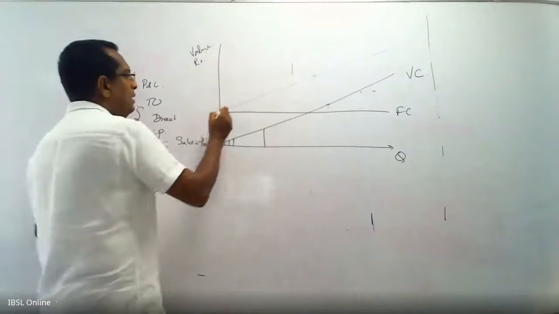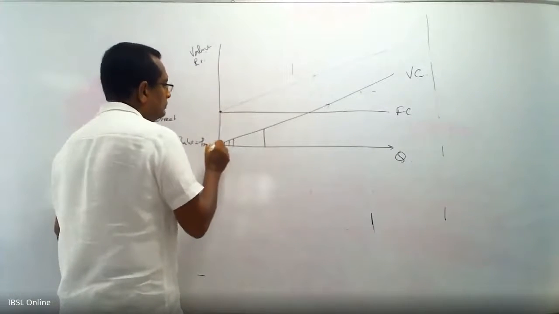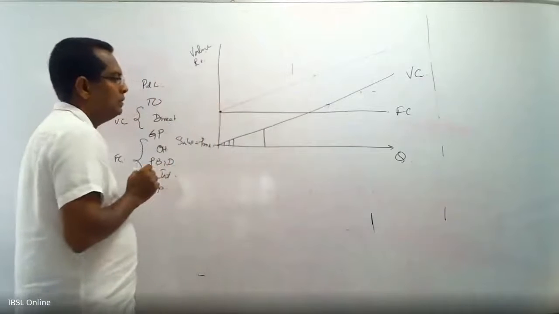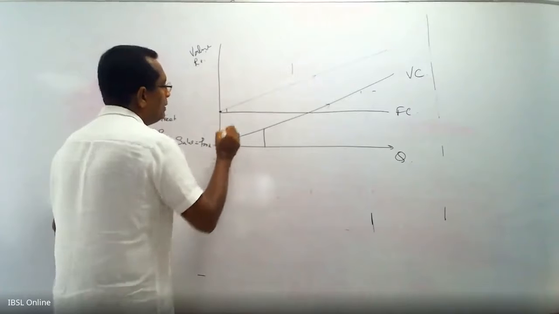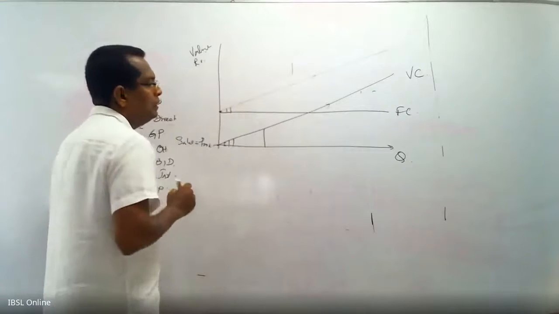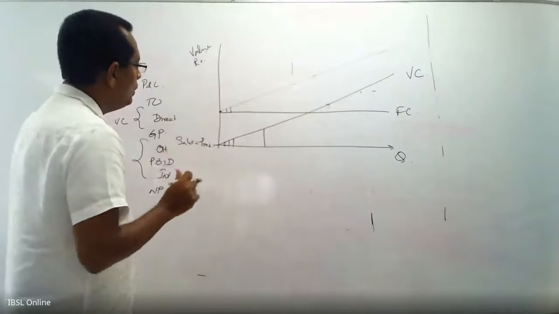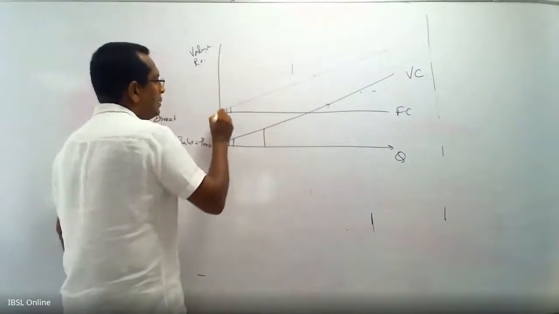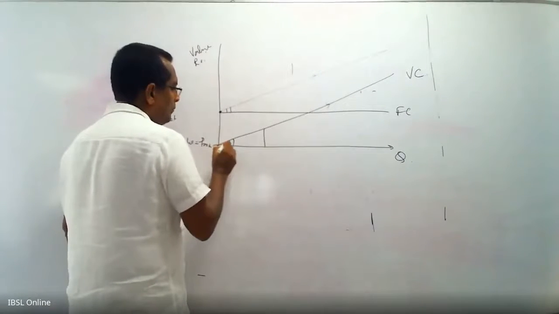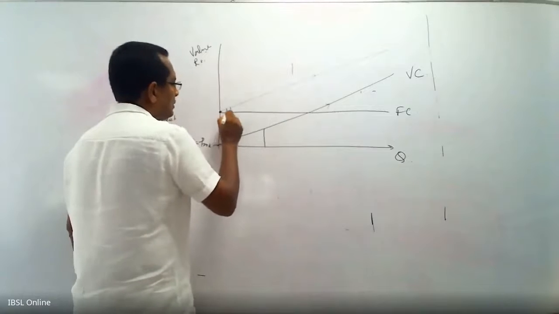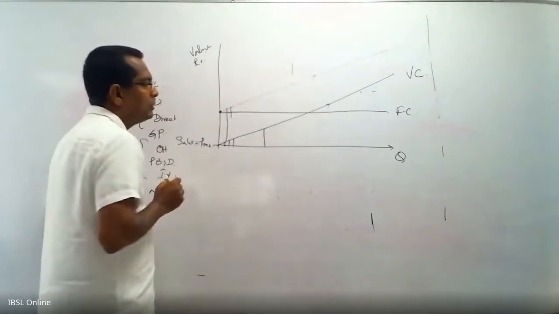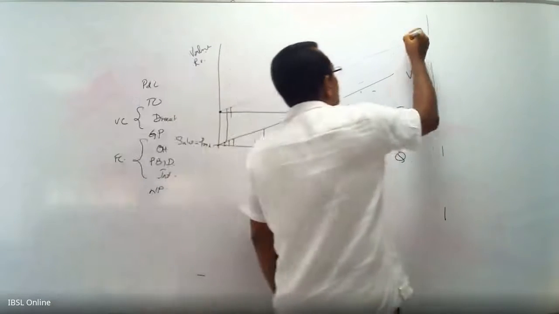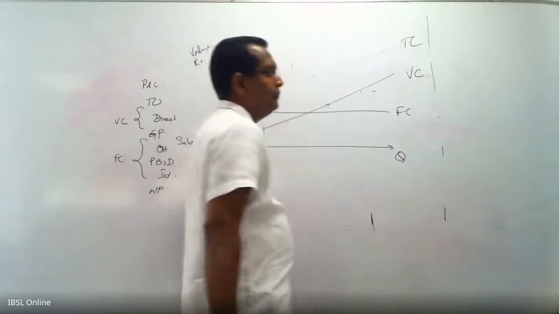There is no difference. You have shifted the origin to here. See, this one is same here. This one same here. So what we do, 0 units, only the fixed cost, 1 unit, fixed cost here and the variable cost here. 2 units, fixed cost and the variable cost. So this is called the total cost line.